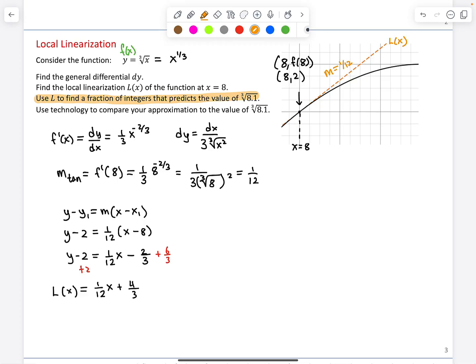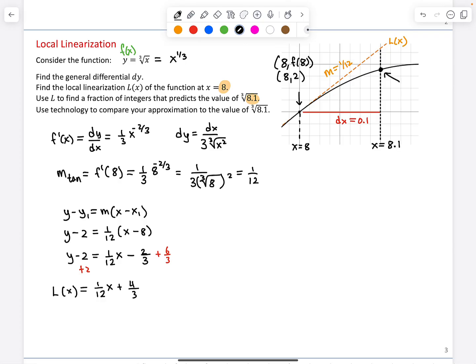Use L to find a fraction of integers that predicts the value of the cube root of 8.1. Now, the cube root of 8.1 is going to be an irrational number with decimals that go forever. But the local linearization will allow us to approximate this value with a fraction. Let's see what that looks like. First, decide how 8.1 compares to 8. How far over to the right from 8 do we go? We increased 8 by 0.1. So our image here is not to scale. So let's say that this length here represents this dx of 0.1, taking us to x equals 8.1.